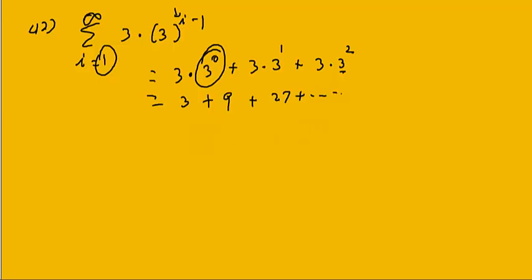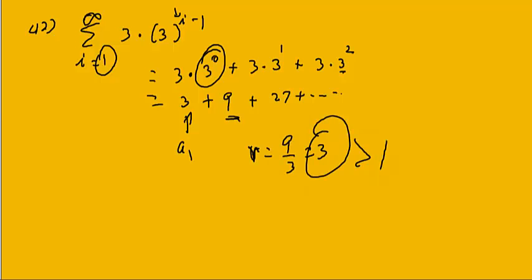And what's my ratio? My first term is that, a sub 1. And what's my ratio? My ratio is 9 divided by 3, which is 3. Uh-oh, that's bigger than 1. So this diverges, so I can't add it up. See? There's my ratio right there. That's bigger than 1. Let's find something that is smaller than 1. Let's take number 44.